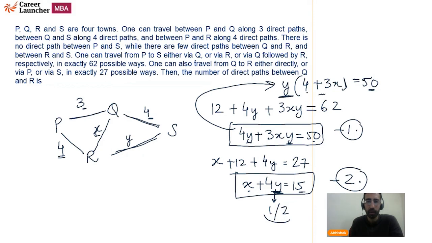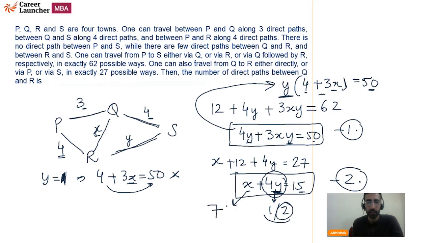Can y be 1? If y is 1, then 4 plus 3x has to be 50, which means 3x is 46. Hmm, that doesn't give us x as a whole number. It's not possible. So y is not 1. So y is surely 2. And if y is 2, 4 into 2 is 8, then x is 7. So we have the value of y as 2, x is 7.